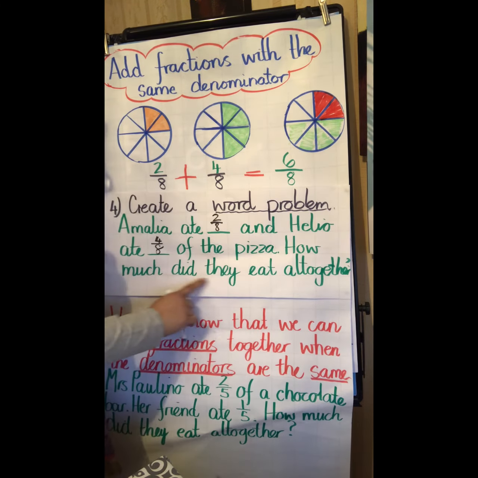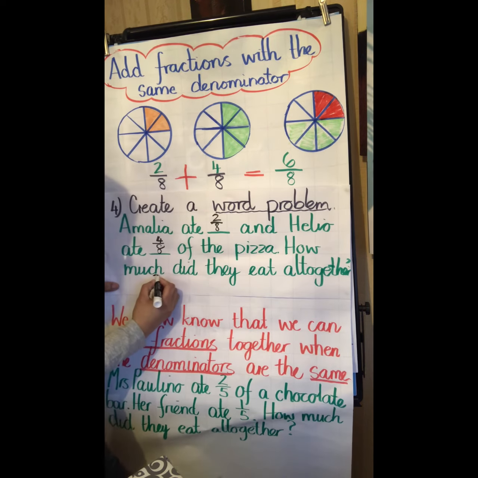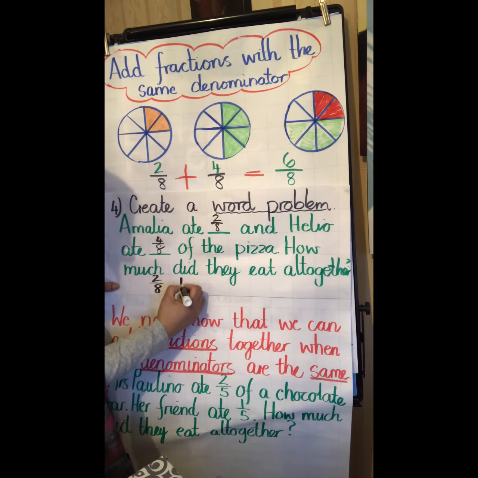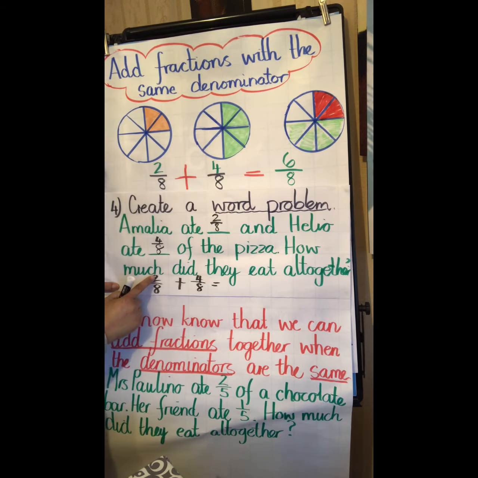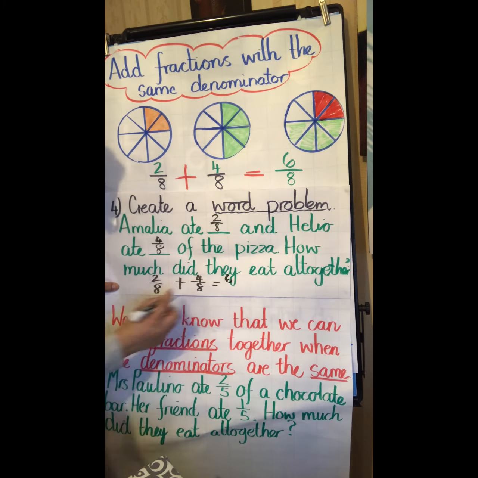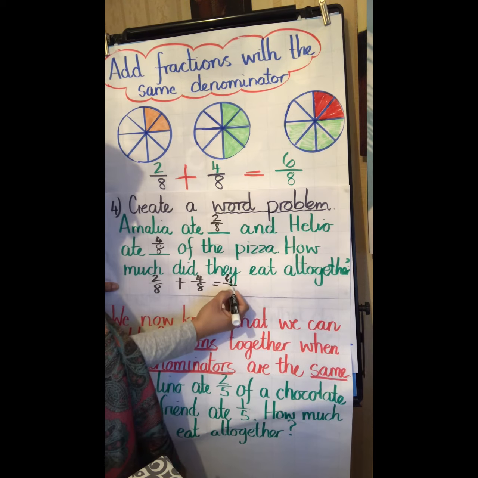So how much did they eat all together? So 2/8, let's write our number sentence. 2/8 plus 4/8 is equal to... So add the numerators. 2 plus 4 is equal to 6. And because the denominators are the same, we keep the denominator.